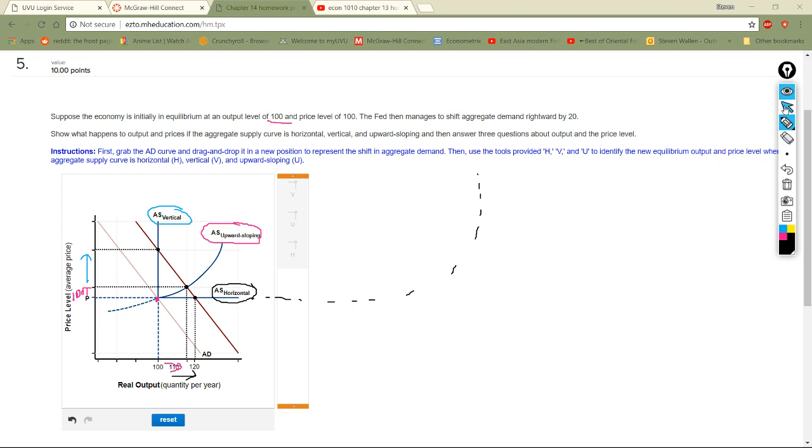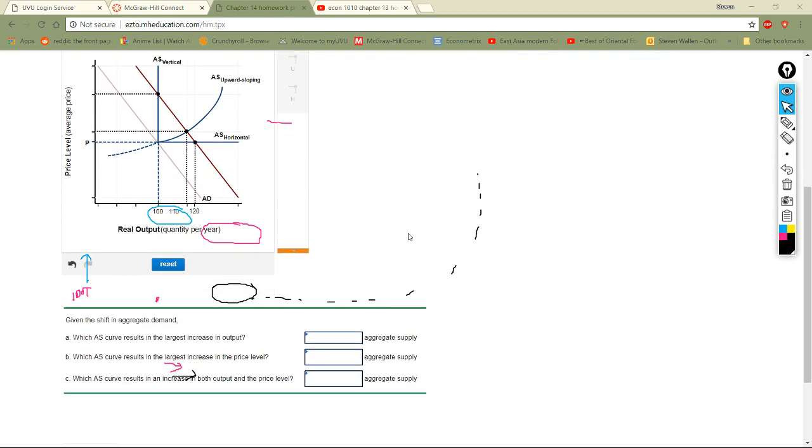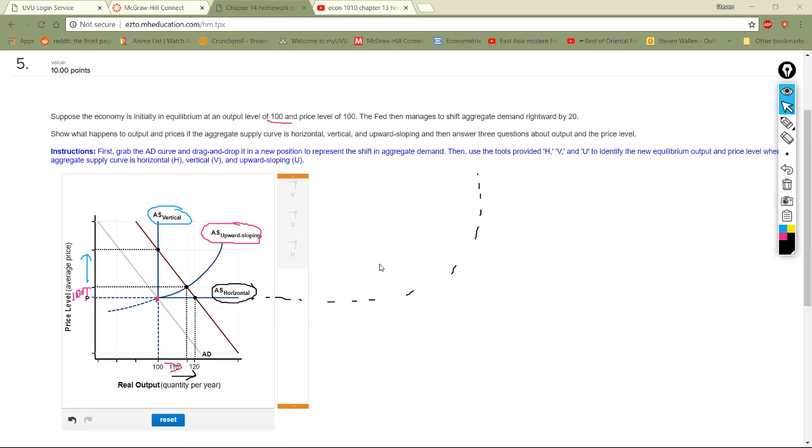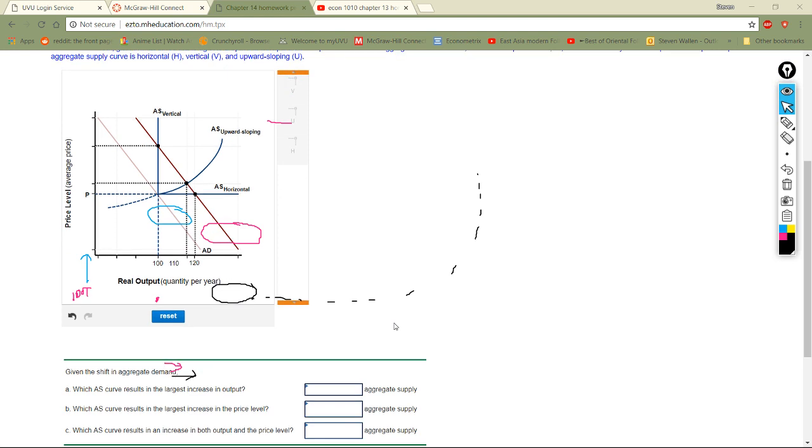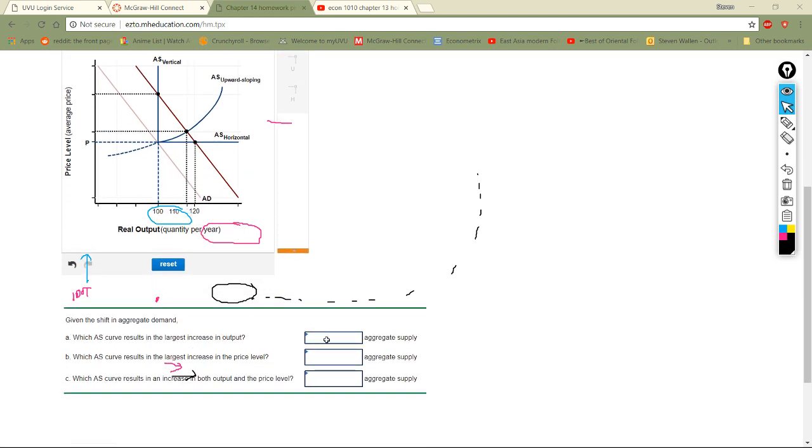So let's go ahead and see what it wants. Which AS curve results in the largest increase in output? Okay, so right here, if it costs more to produce, well, then we're not going to be able to produce as much when we shift AD, because we have to account for that, because we have increased prices. If there's no increased prices and we're just going straight off of demand, then this AS curve is going to produce the most. And this vertical AS curve, when we shifted demand, it didn't produce anything extra. It just shot up prices. That's all it did, because we were already at full based on that theoretical point. So which AS curve results in the largest increase in output? It's going to be our horizontal one.